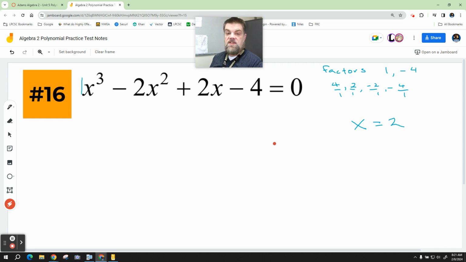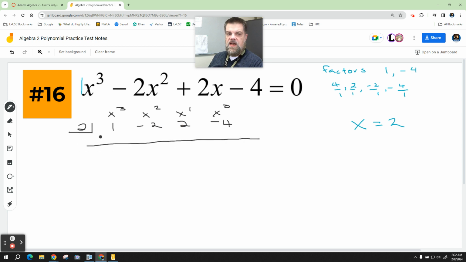But we're going to do the synthetic division of this. So let's do the synthetic division first. So remember, I'm going to say 2. I have to have a column for x cubed. I have to have a column for x squared. I have to have a column for x to the first, x to the 0. We write in the coefficients 1, -2, 2, and -4. What do I do first, guys? Drop down the 1, right?